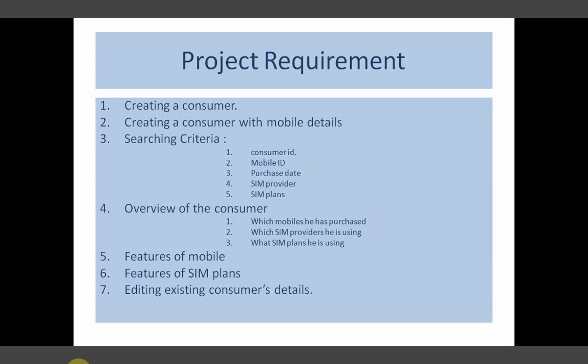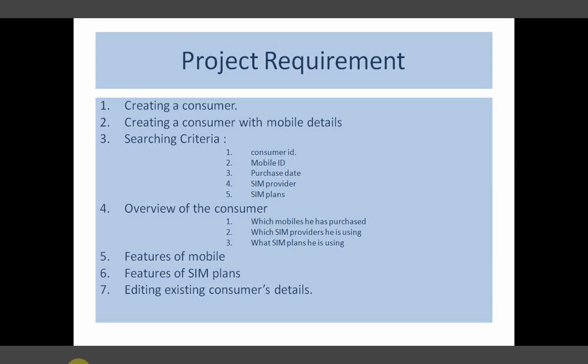The third one is purchase date, something like on so-and-so date, how many mobiles and how many SIMs I have sold. That type of search criteria should also be available. And based on the SIM providers, he needs to search for all the details about who has taken these respective SIM cards. And based on the SIM plans also, the end user, the SMAX Mobile employee, should be able to search the complete details.